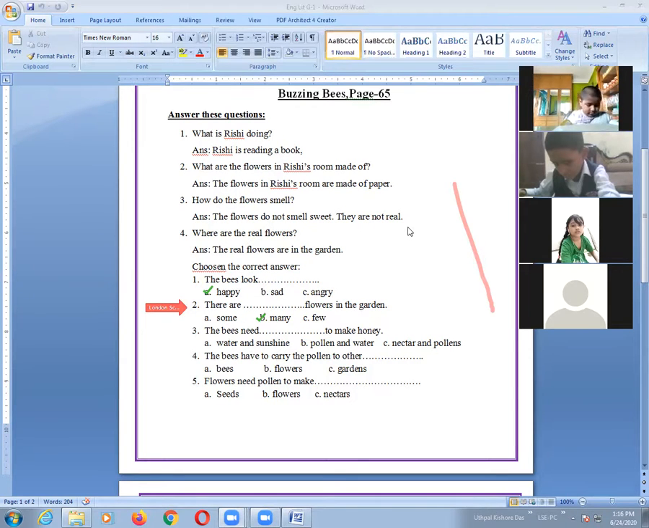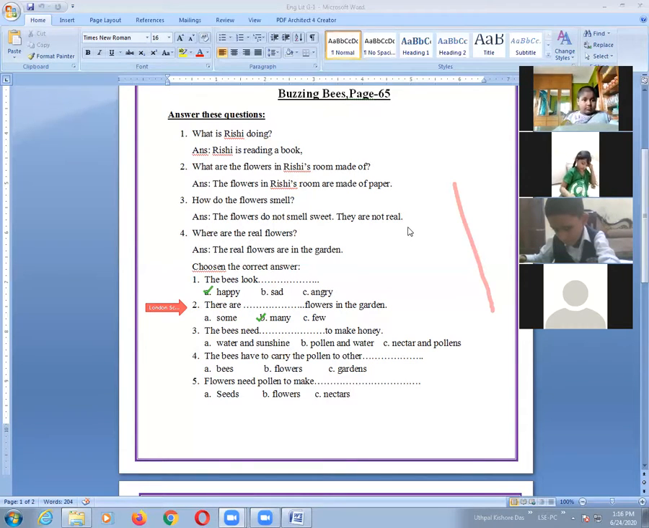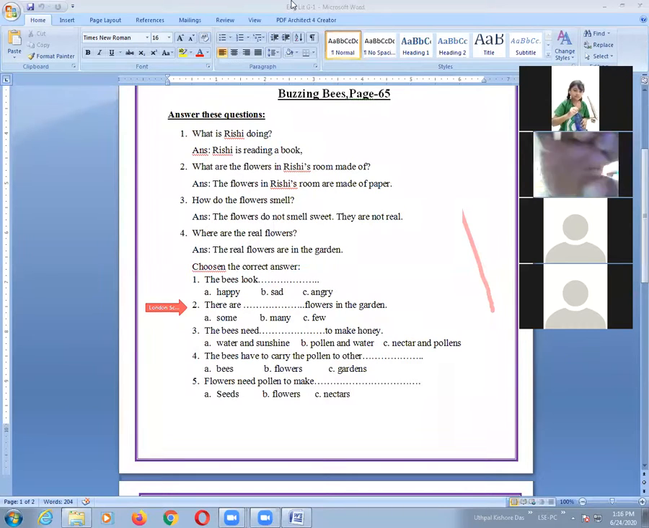Mustaqim? Hello, Mustaqim. Can I drink water, please? Yes, you're allowed to drink water, Zara. Now come to number three. The bees need dash to make money. So what might be the answer? The bees need nectar and pollens to make money.